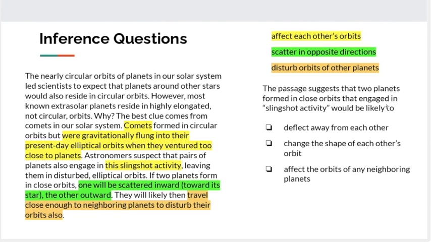So turning our attention to the answer choices, one will be scattered inward and the other outward. That corresponds to this first choice. Deflect away from each other. One in, one out, that means away. They will change the shape of each other's orbits. That corresponds to this part. And then they will affect the orbits of neighboring planets. That corresponds to that part.